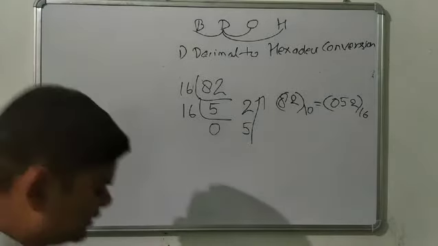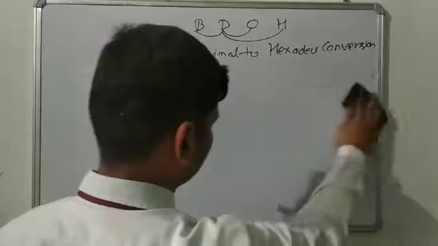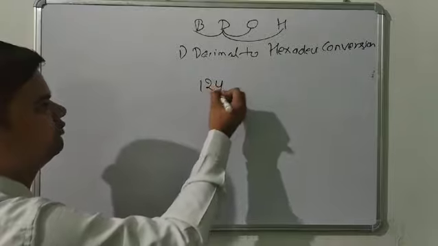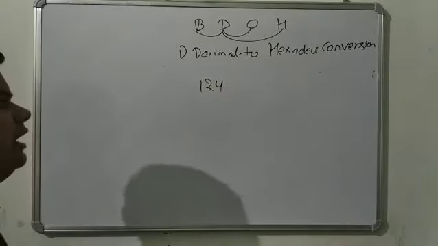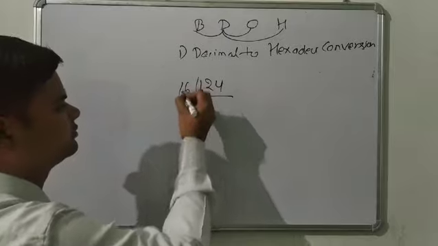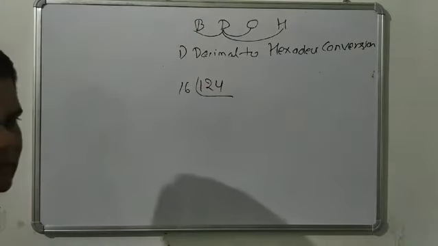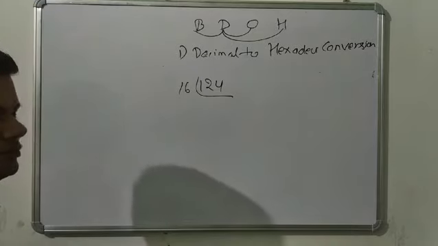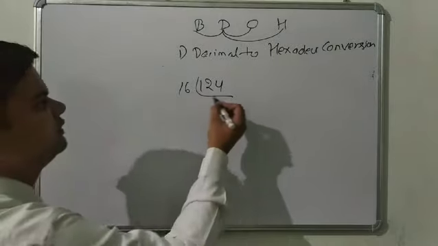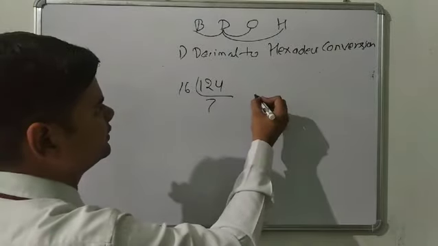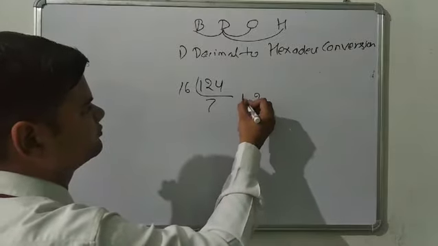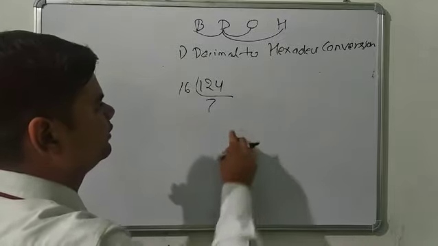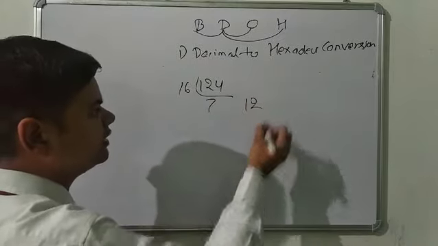Okay, now we will see one more example of this. In this example we take the number 124. First we have to divide by 16. 16 times 7 is 112. So in 112, the quotient is 7, and 12 is the remainder.